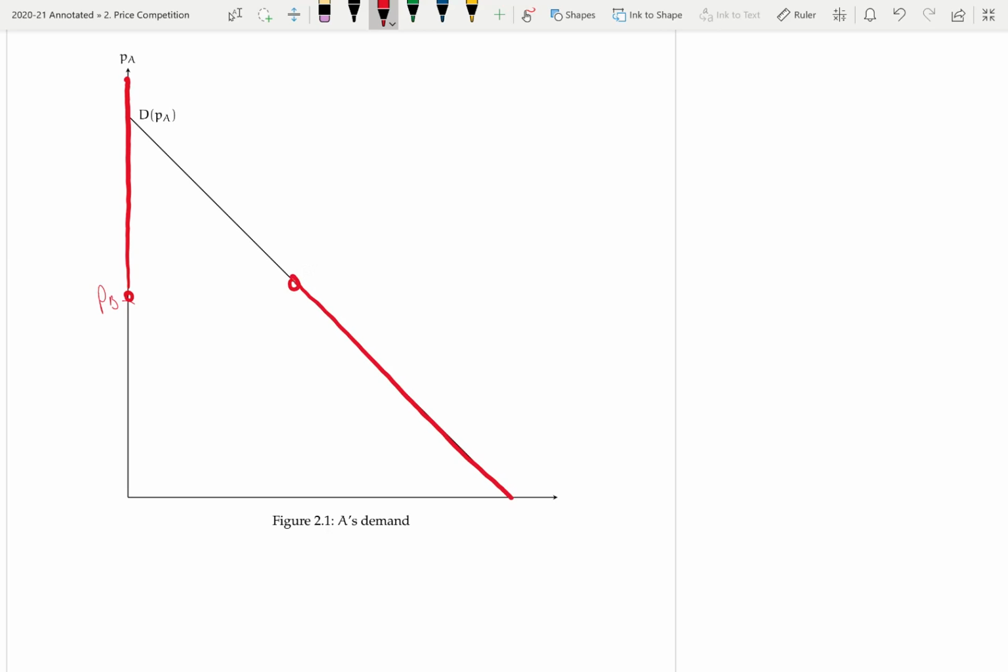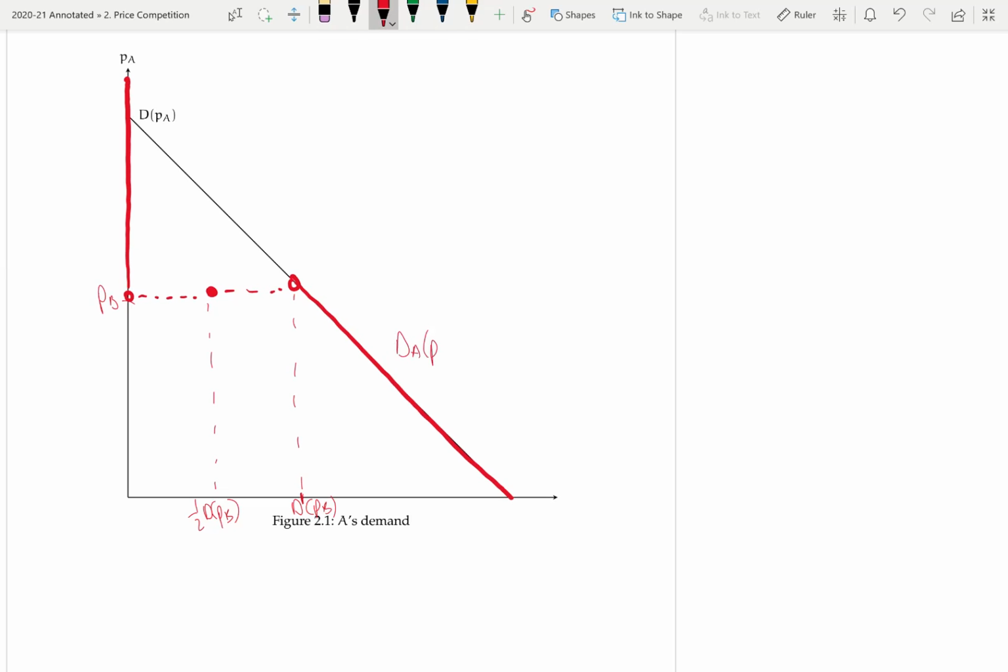Now what if firm A prices at PB? Well, then they share the demand equally. They get half of the market demand each at this price PB. So its demand is halfway between this point and this point. This point here is D of PB, and this point here is half D of PB. So this red line is the demand curve of firm A.